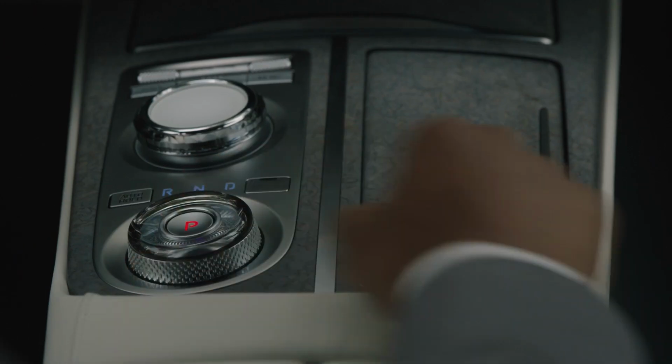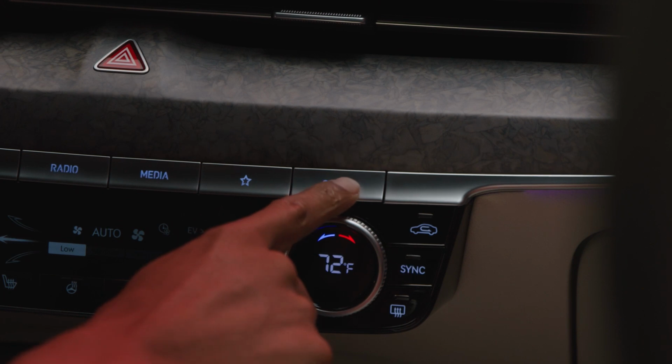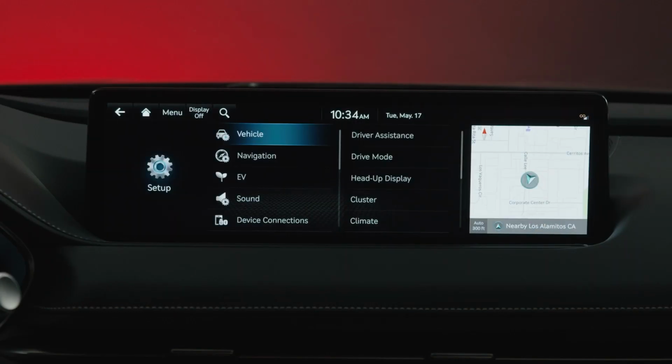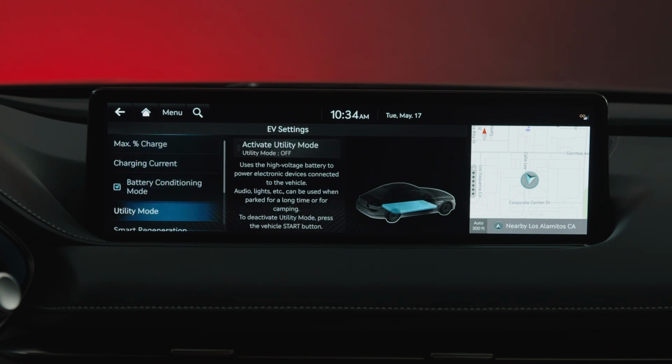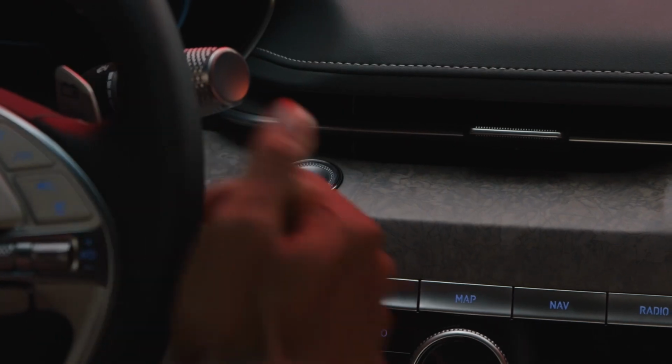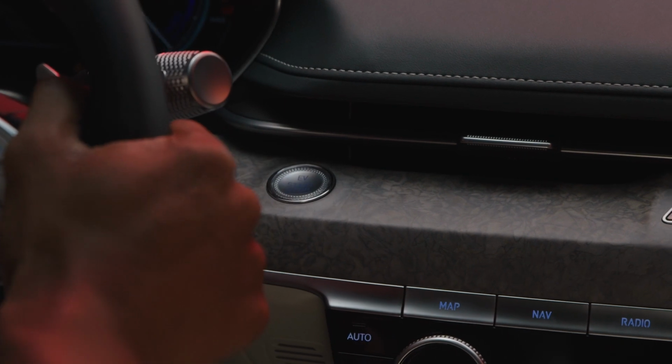Utility mode can be activated when the vehicle is on in the ready mode and the vehicle is in park. To activate, press Setup, then EV, and then Utility mode on the infotainment screen. The system is activated when the ready indicator turns off and the util indicator turns on. This system can only be turned off by pressing the Start/Stop button to the off position.